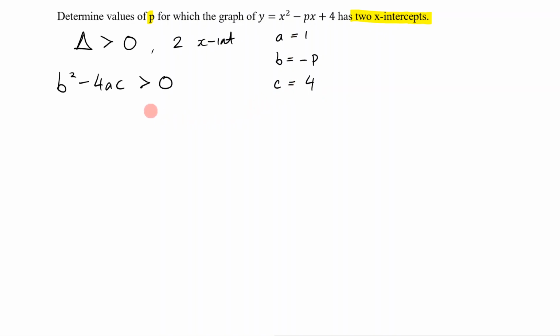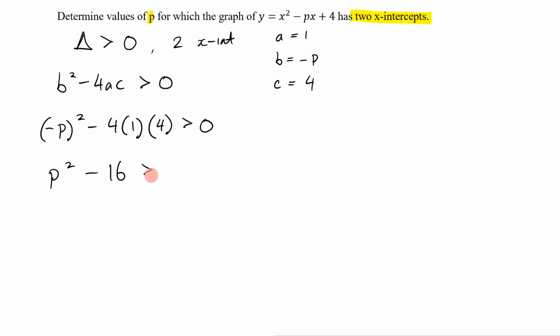So let's now sub these values into this. So it's going to be negative p squared minus 4, 1, and then c will be 4. And this is greater than 0. This is going to be p squared minus 4 times 4, which is 16, is greater than 0.